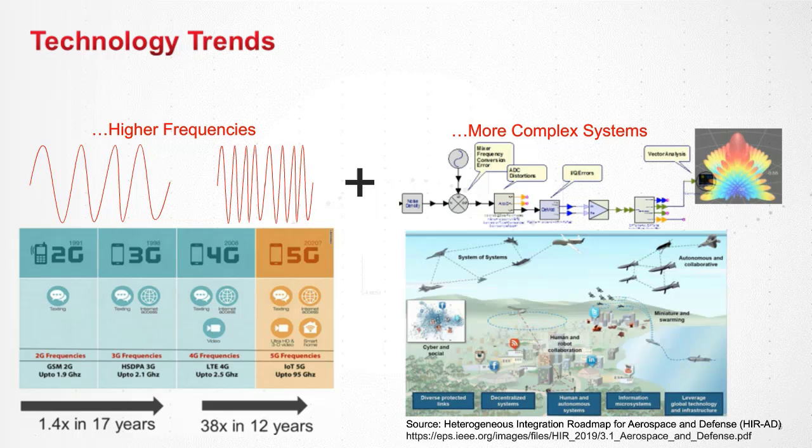We can also look at aerospace and defense. If we want to look at complex systems, some of these aerospace and defense systems are systems of systems, and the complexity is growing by orders of magnitude. So a lot of folks in that industry are turning to heterogeneous integration to make that happen. There's a lot going on across the industry.